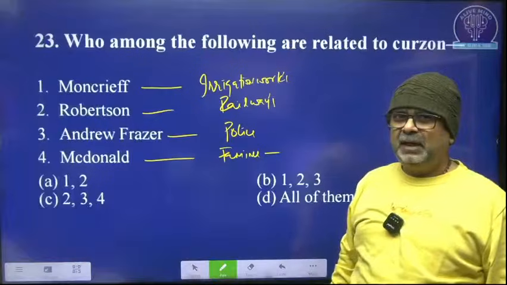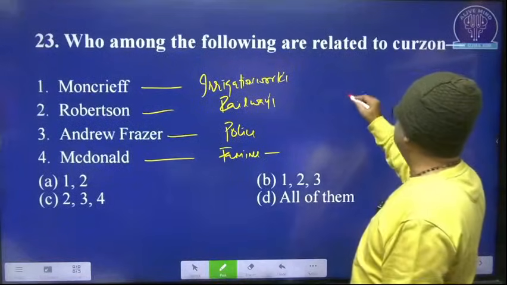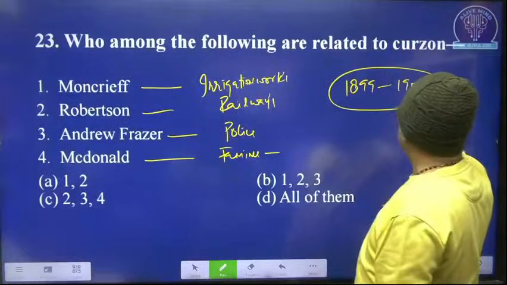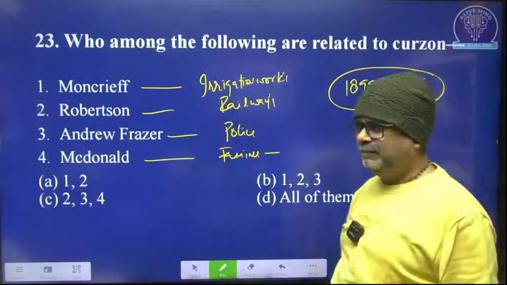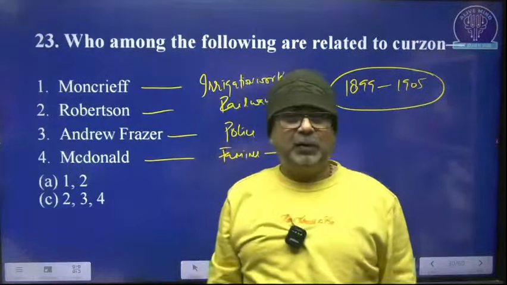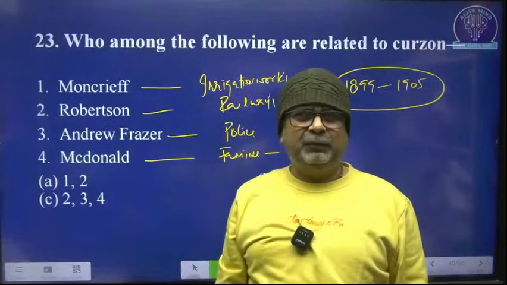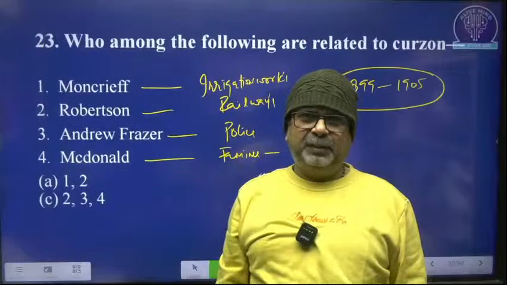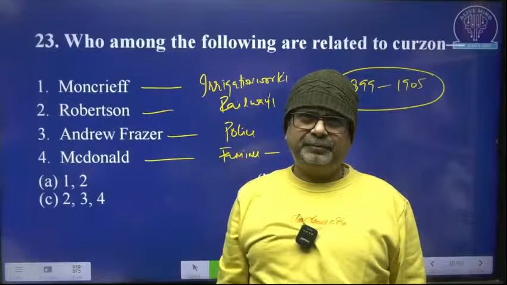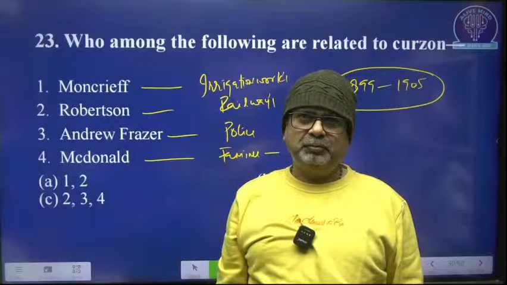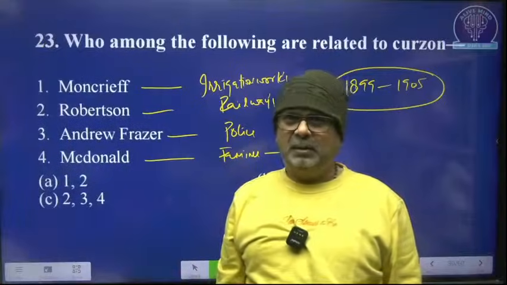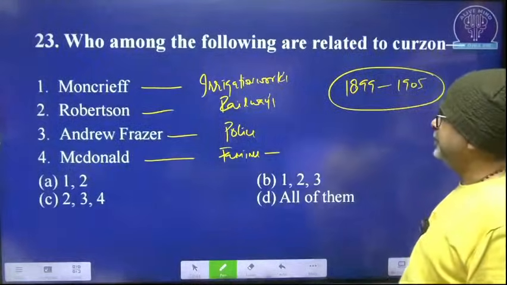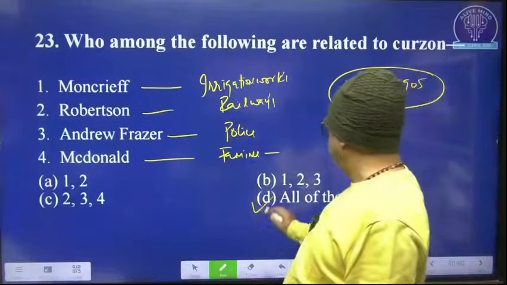Curzon, 1899 to 1905. He comes to India when extremists are rising. He plays a very crucial role in controlling the wave of national movement in India. He did the partition of Bengal. Very smart man. 23. All of them. D.